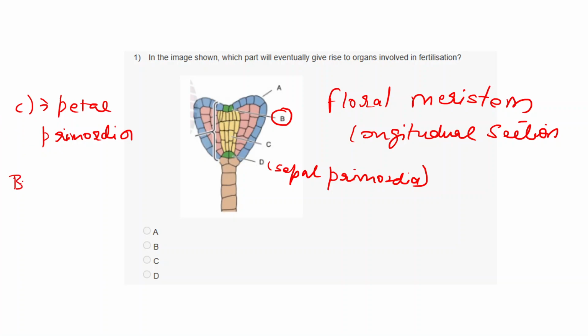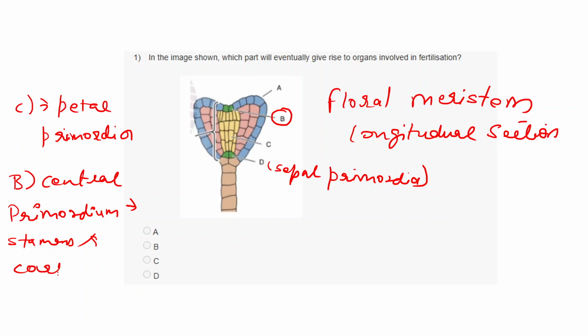Okay, so this B part, which is the central primordium, is actually the part which develops into stamens and carpels, which are the reproductive organs. Okay, so the correct answer would be B. So B is the part which eventually will give rise to stamen and carpel, which is involved in fertilization.